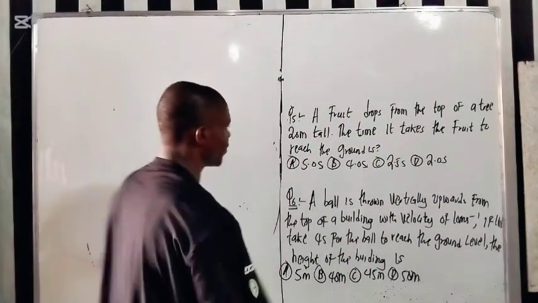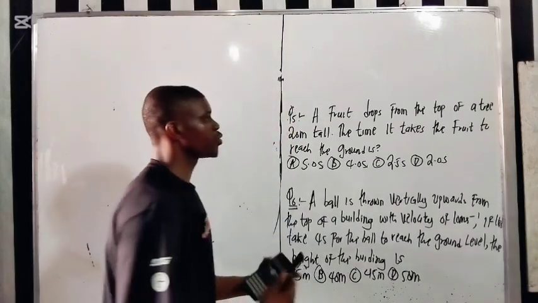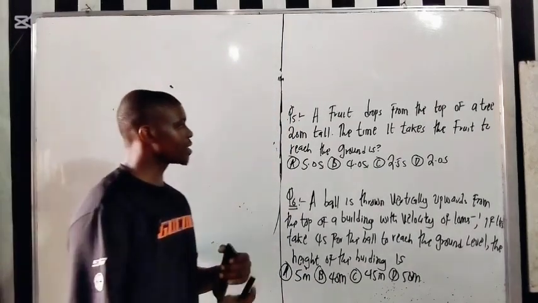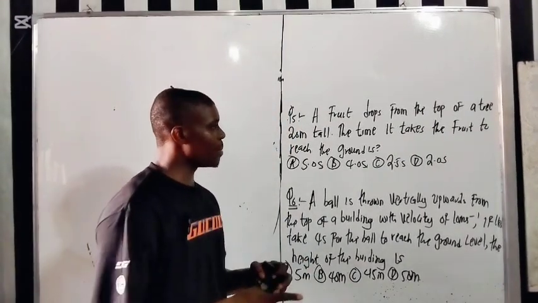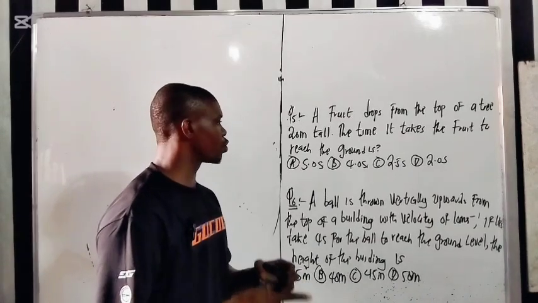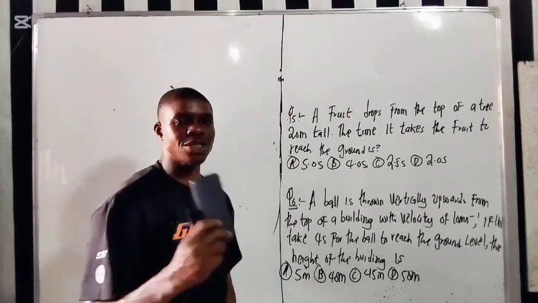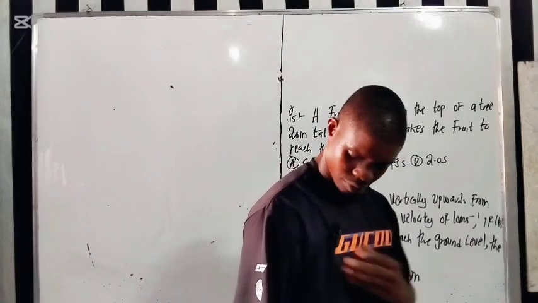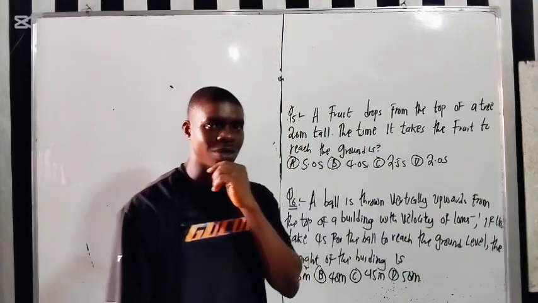Look at what question 5 is. A fruit dropped from the top of a tree 20 meters tall. The time it takes for the fruit to reach the ground is... So they ask you to calculate the height. Do you understand? You have been asked to calculate what, the height.